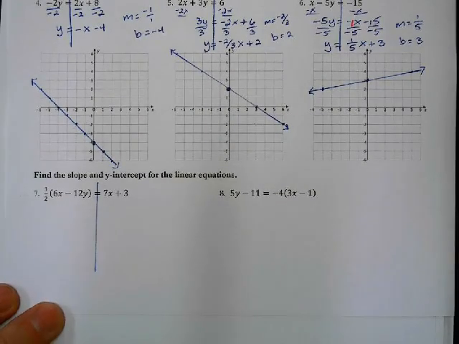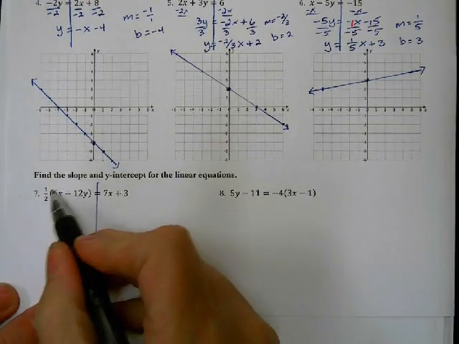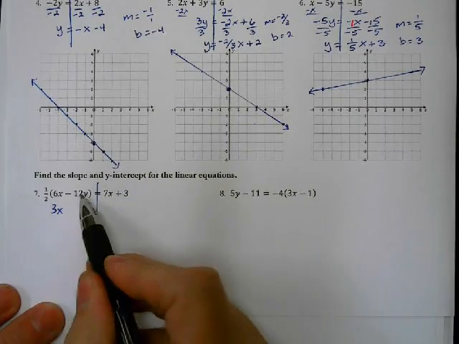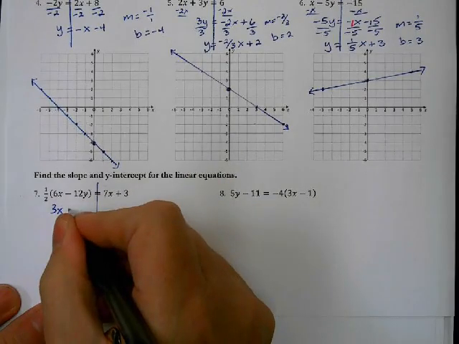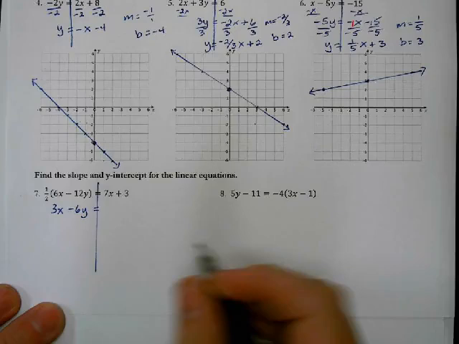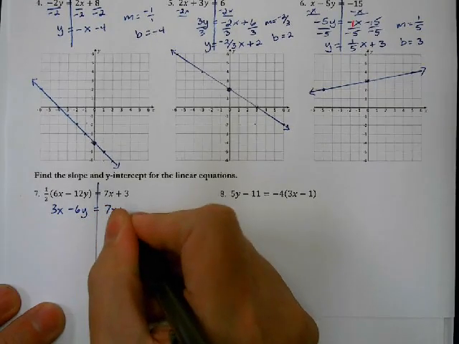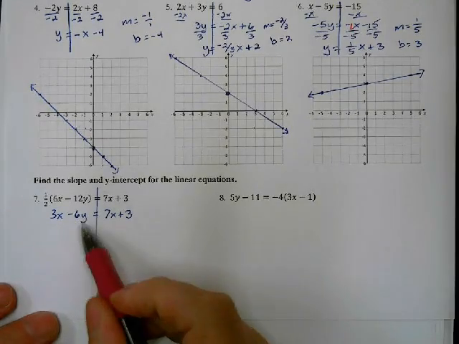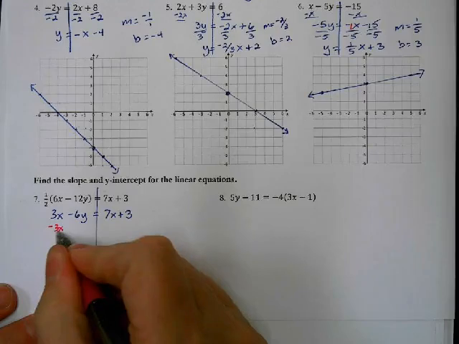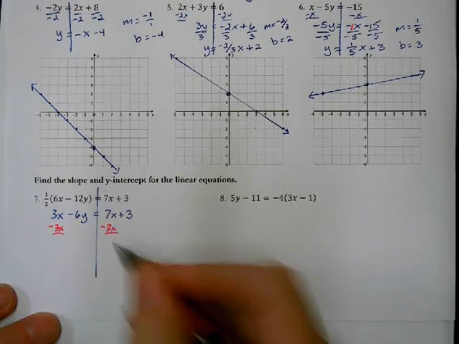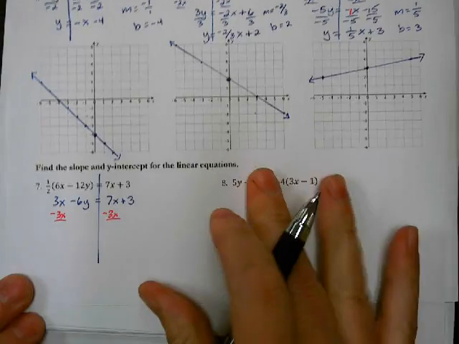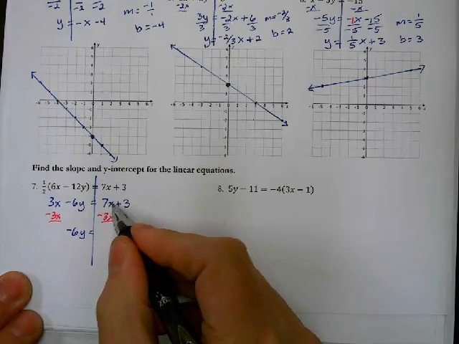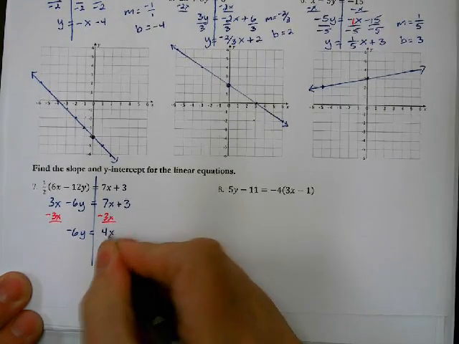Let's distribute 1/2. Remember, that's dividing by 2. So 6 divided by 2 looks like 3x. Negative 12 divided by 2, that looks like it's going to be negative 6y. Other side, I got 7x plus 3. Okay, I want to isolate the y. So I'm going to subtract 3x from both sides. That's going to give me negative 6y equals 7x minus 3x is 4x, and then plus 3.